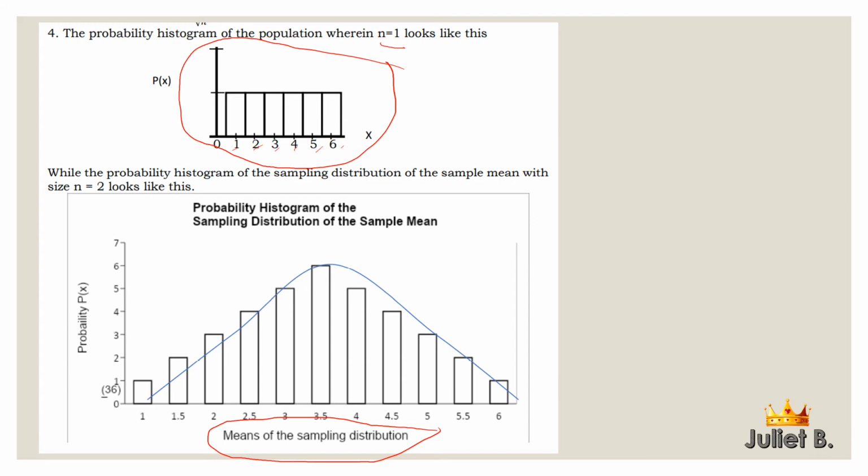The illustration is more likely to have a curve of a normal distribution, while the probability histogram of the population is not normally distributed.